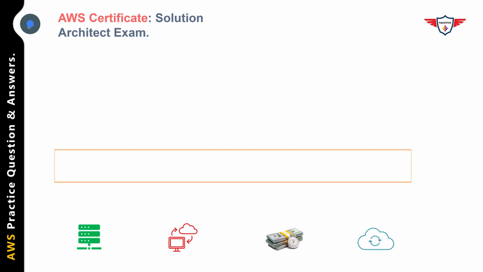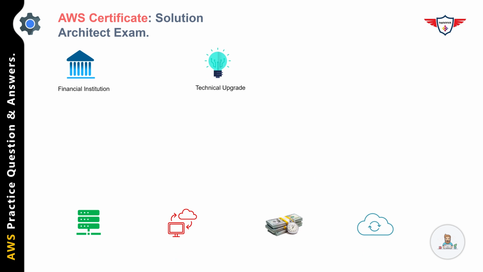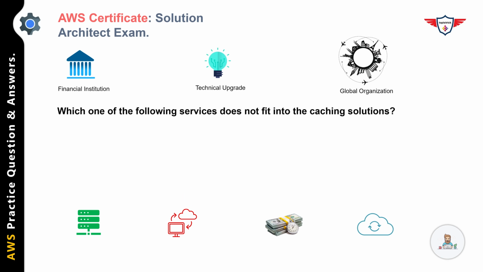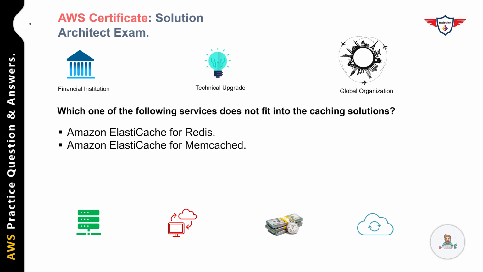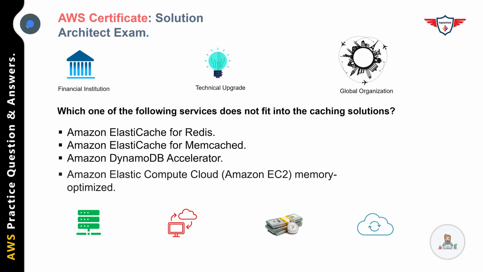A legacy financial institution is planning for a huge technical upgrade so that they can fulfill the aspiration of becoming a global company. The underlying infrastructure depends heavily on using a caching solution. Now the question is, which one of the following services does not fit into the caching solution? The options are Amazon ElastiCache for Redis, Amazon ElastiCache for Memcached, Amazon DynamoDB Accelerator.